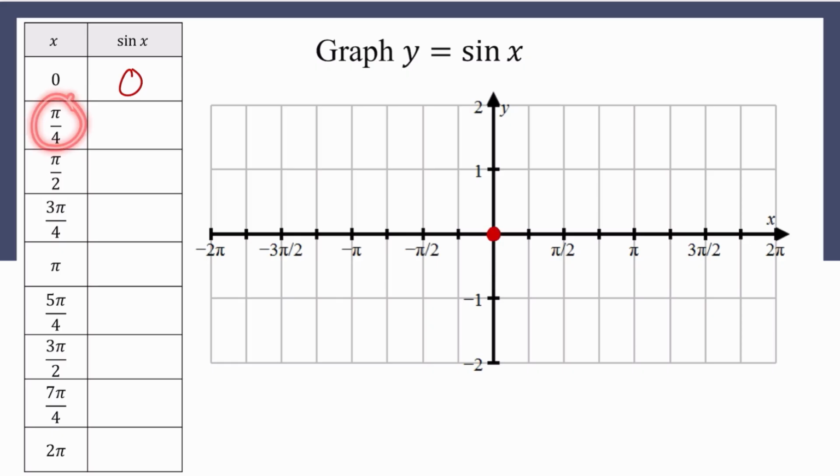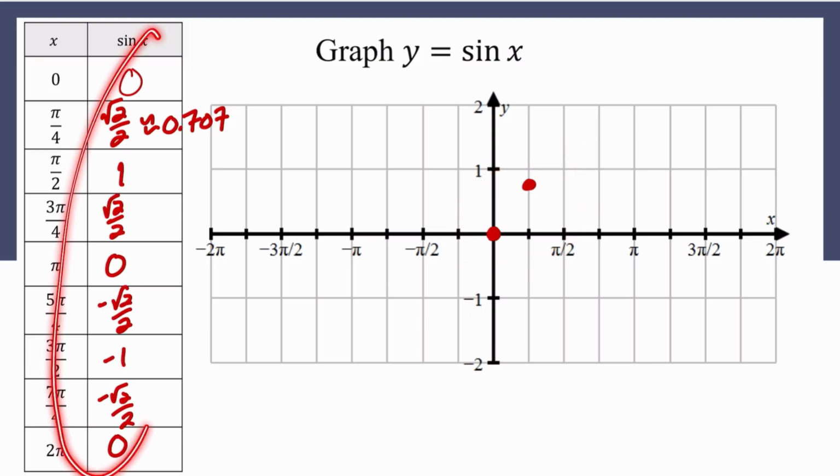Then pi over 4, the sine of pi over 4 is the square root of 2 over 2, which is approximately 0.707. So I'm going to go to pi over 4, which is here, and then go up to about 0.707. So that's going to put me, just eyeballing it, about there. Then at pi over 2, that's going to be 1. And instead of plotting, I'm just going to go ahead and fill out the table.